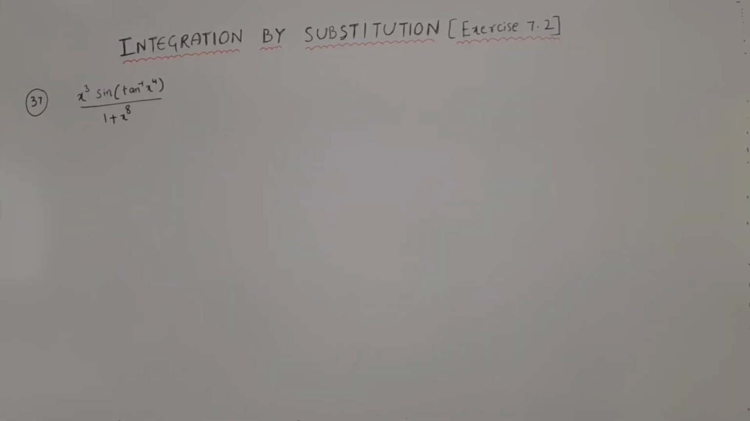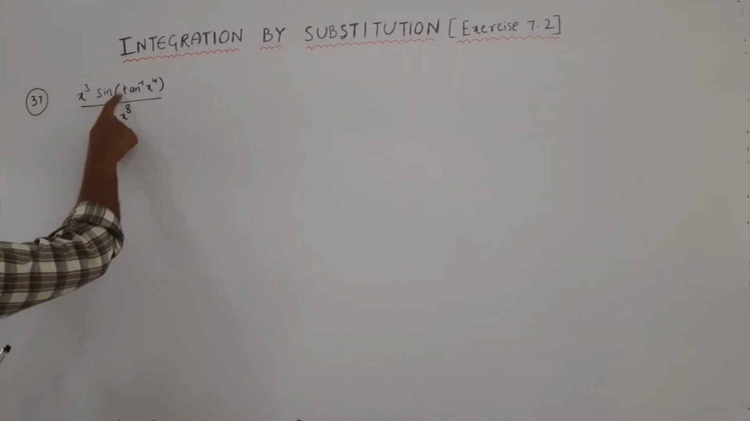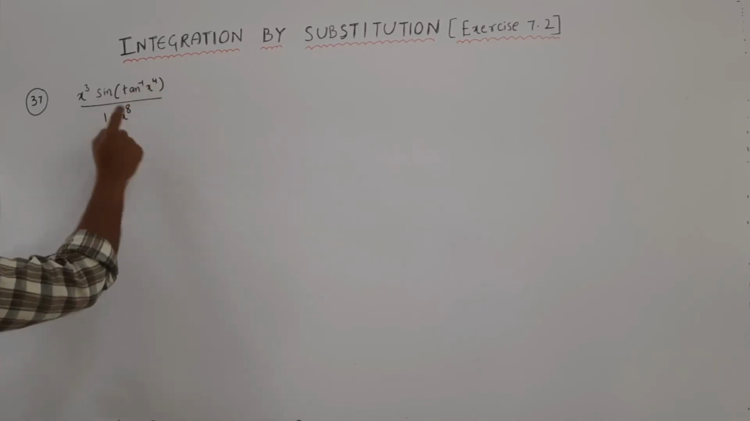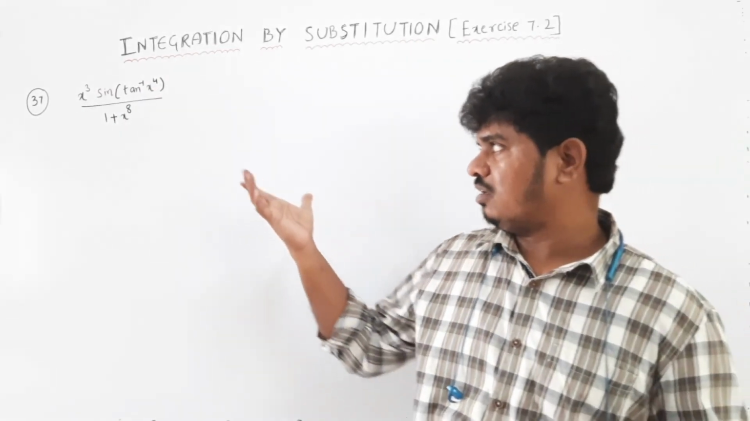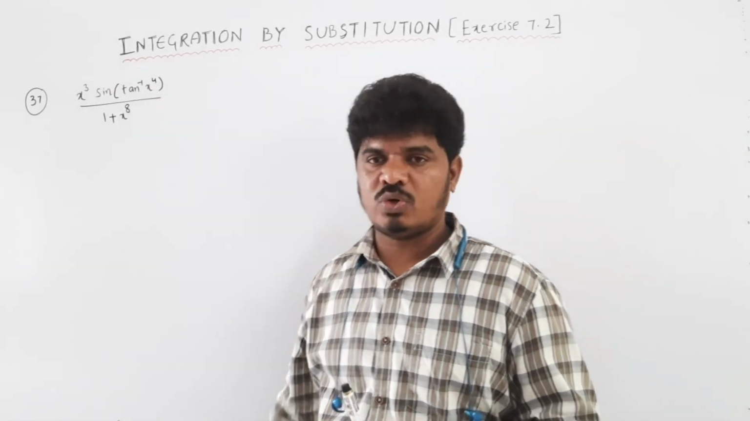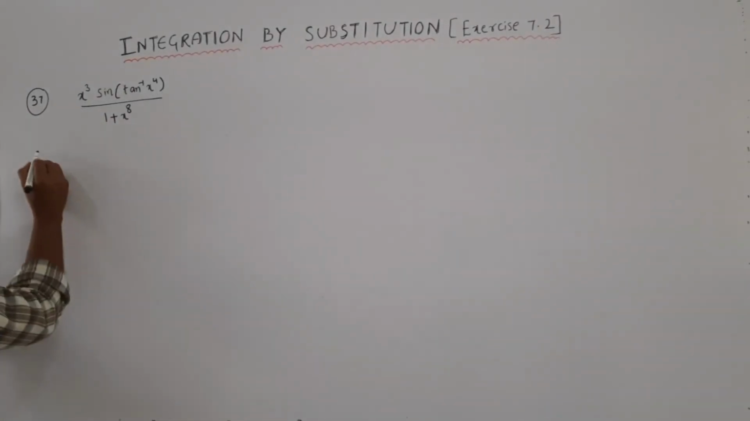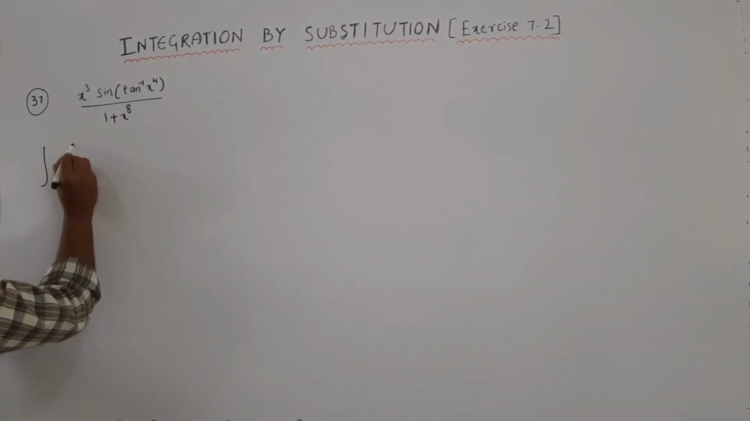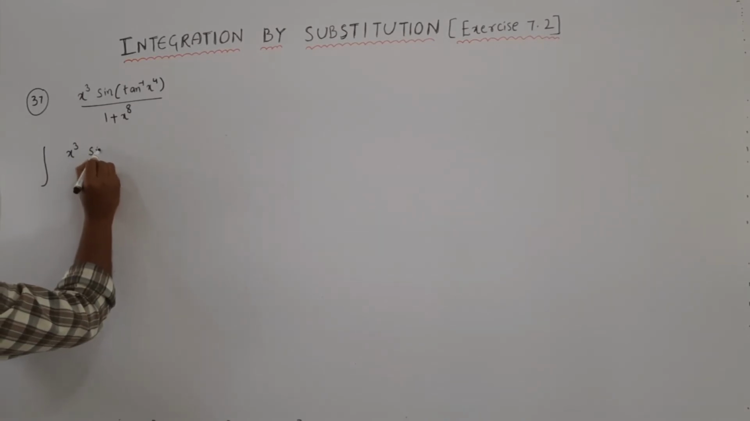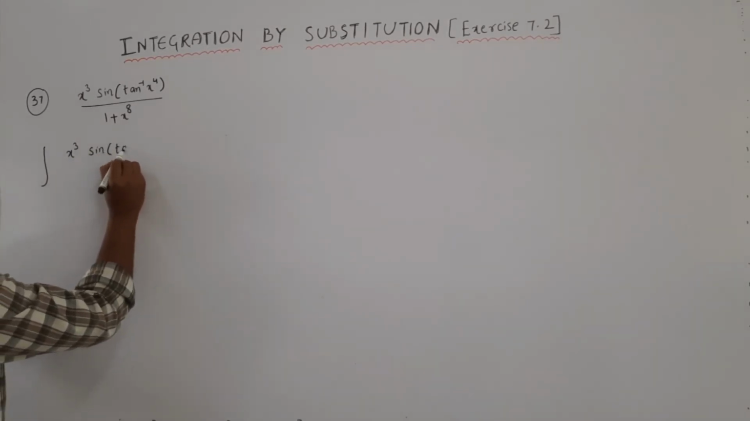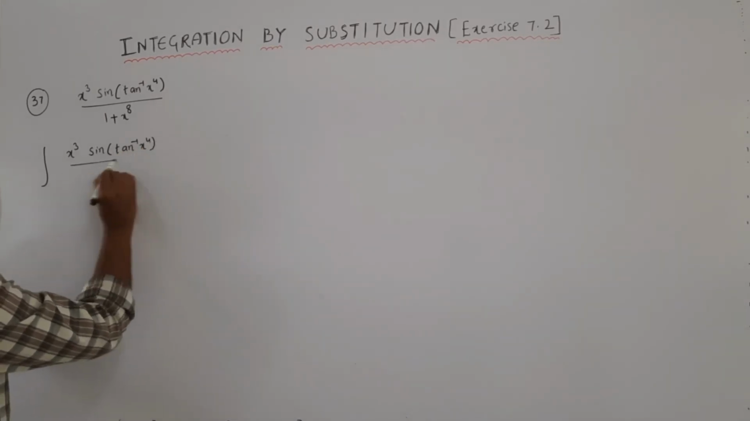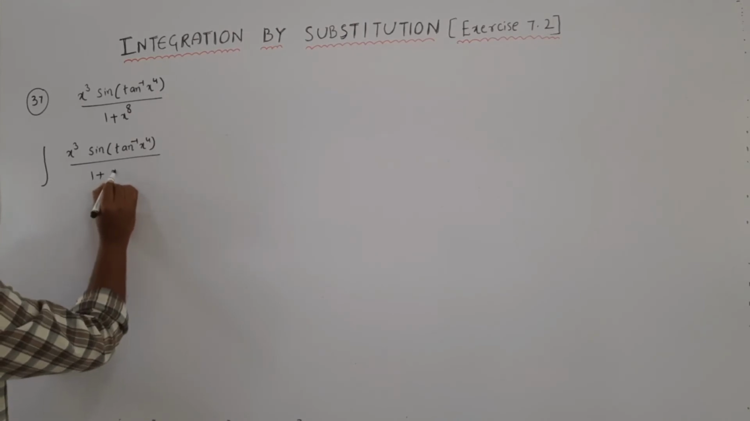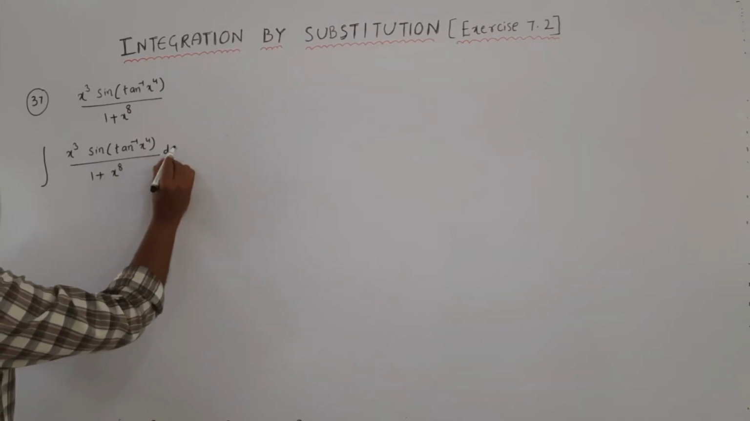Next 37. The question is the integral of x cube sine of tan inverse x to the power of 4 divided by 1 plus x to the power of 8 dx. The question appears big, but the solution is very easy.